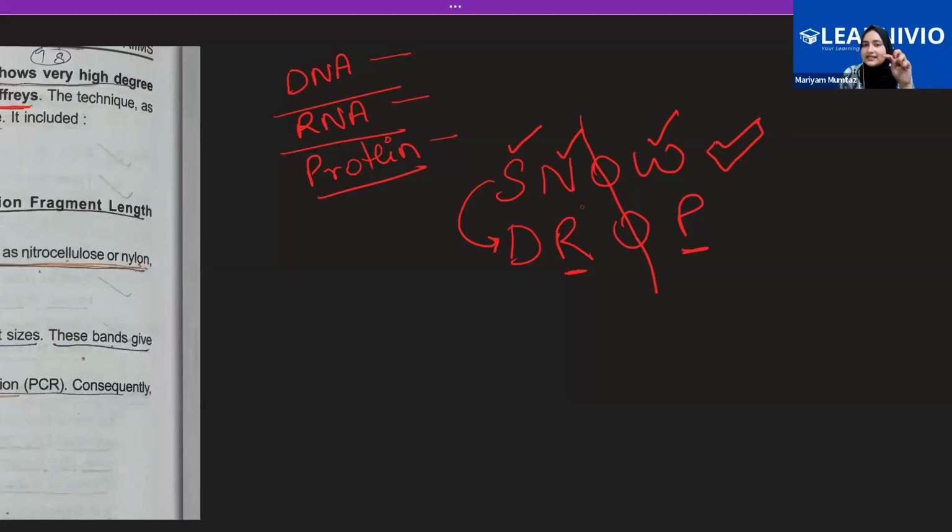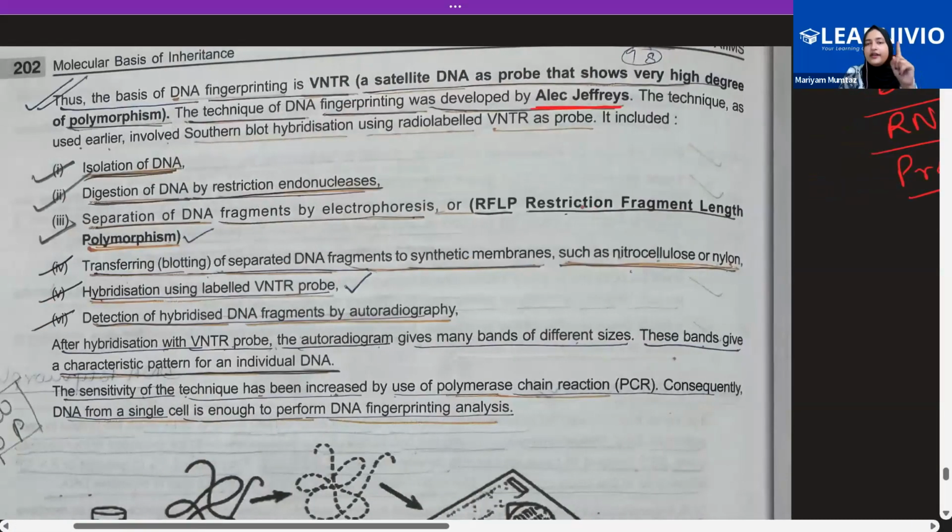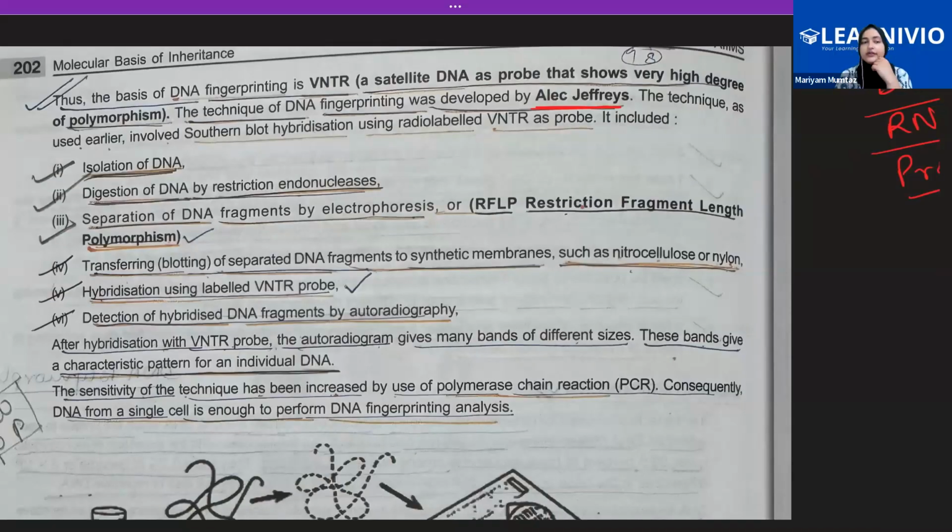So you always use this snowdrop technique, and you'll always remember. S stands for southern blotting, that is for DNA. N stands for northern blotting, that is for RNA. And W stands for western blotting, that is for protein. So now let us see the steps. Firstly, whatever DNA you want to study or do the fingerprinting of, you isolate the DNA. So DNA isolation is the first step.